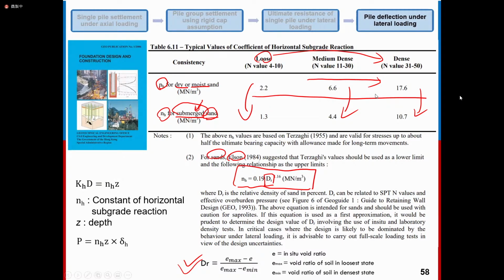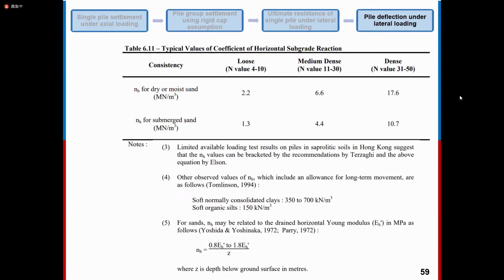Here I just repeat this table, and the NH can also be related to the horizontal Young's modulus within this range. Normally this Young's modulus can be measured by in-field equipment like SPT or CPT, if it is equipped with a horizontal force load cell, so it can measure this value. So this is for determining the NH according to the design code in Hong Kong.